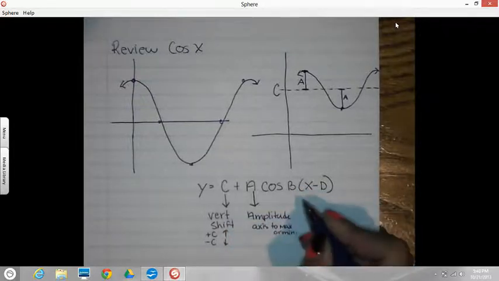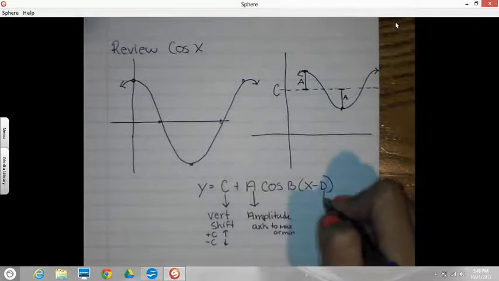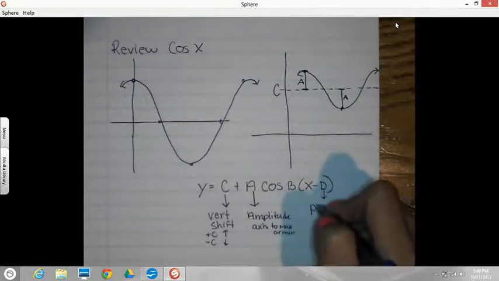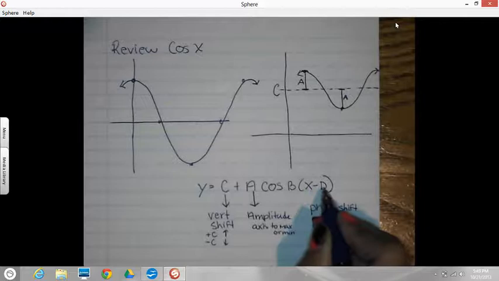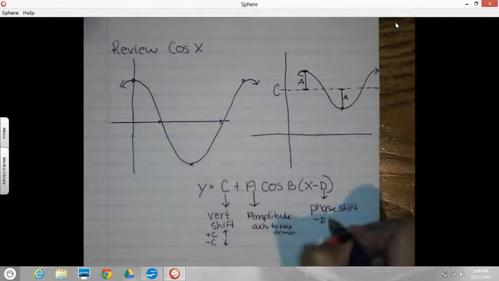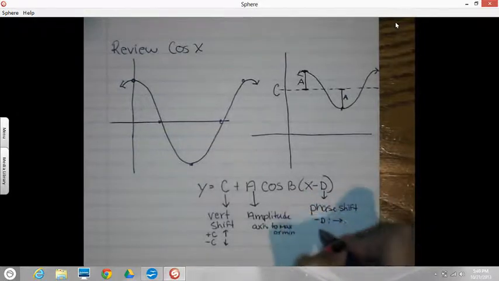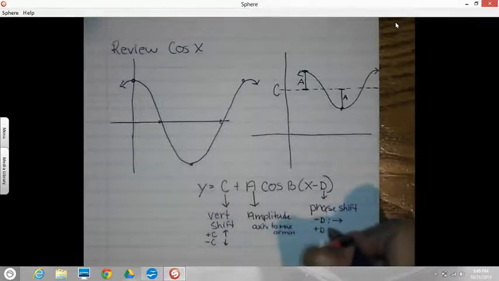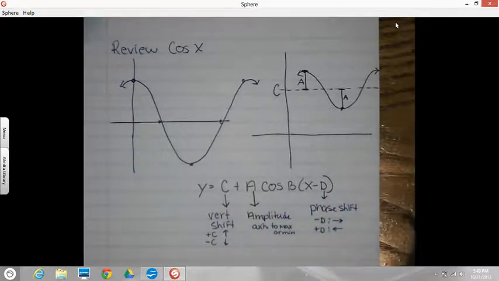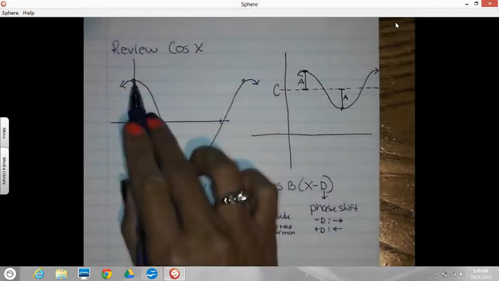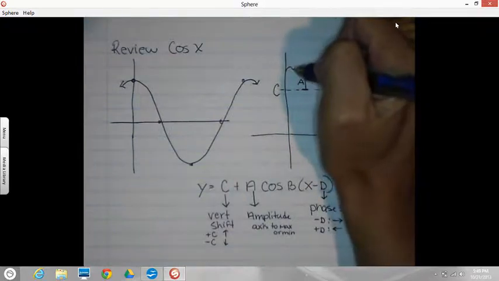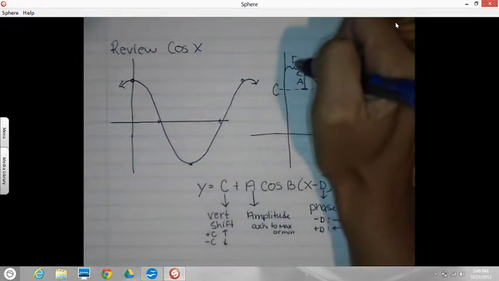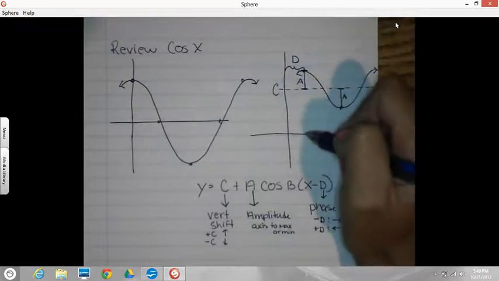Okay, we'll come back to the B. The D was your phase shift. That was your left and right. If you had a minus D, that went to the right. And if you had a plus D, that pulled it to the left. So normally that max is right on the y-axis unless it's shifted left or right, and the amount that it's shifted is your D. That distance over, how far over it is your D.